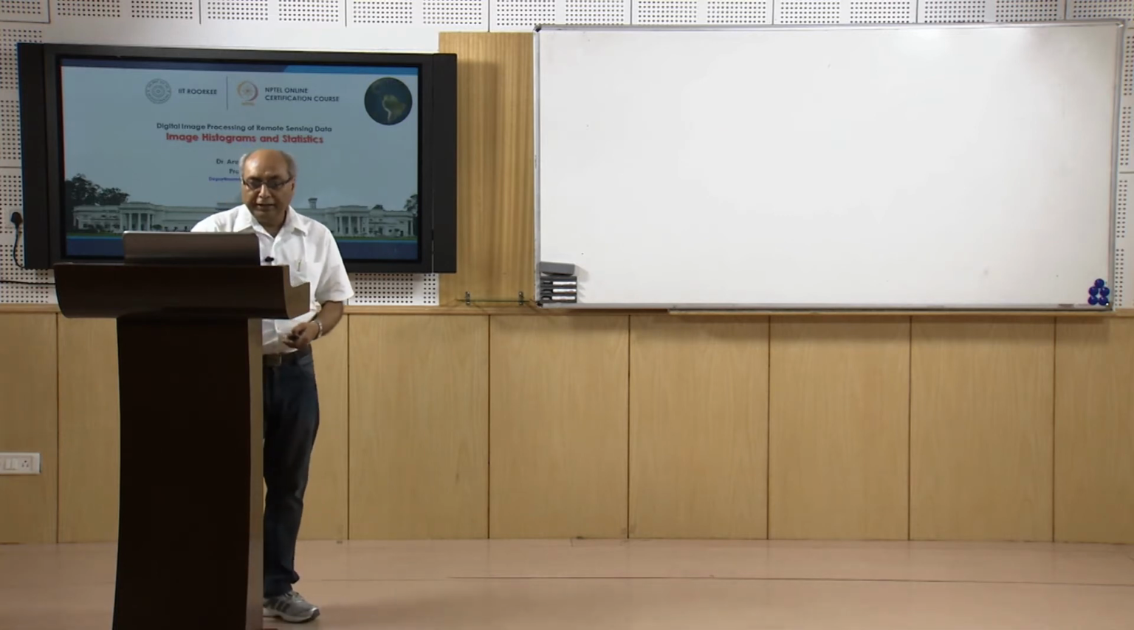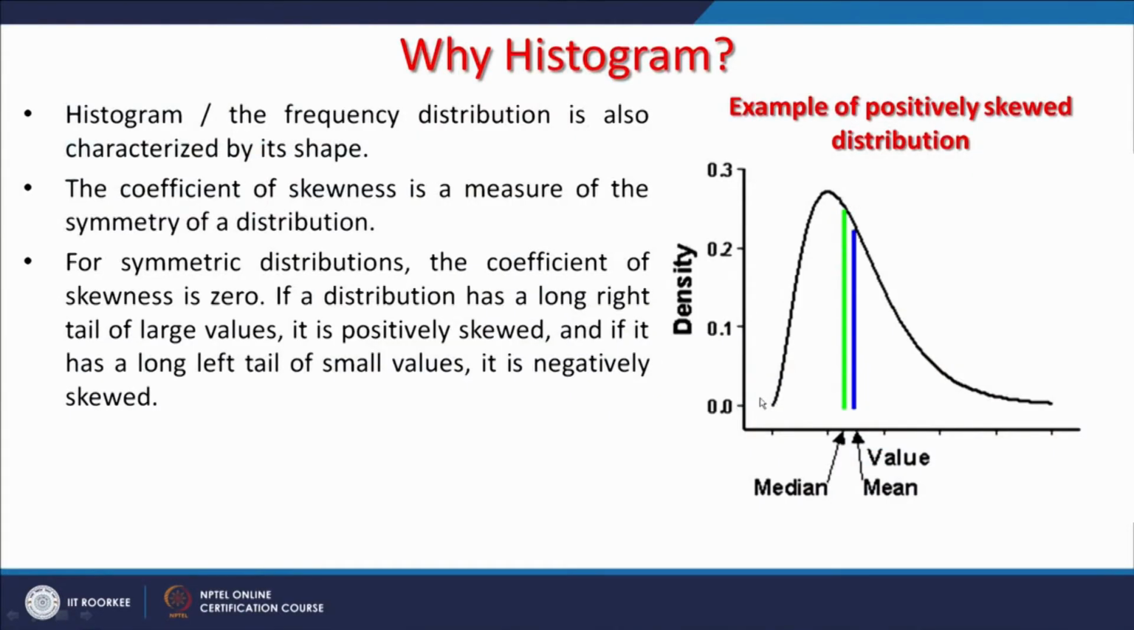In this one I have an example of a positively skewed distribution. That means the lower values have very high frequency, and this is not a normal distribution but a positively skewed distribution which we are seeing, and the mean and median values are very close by.